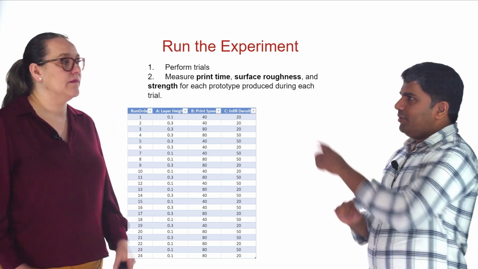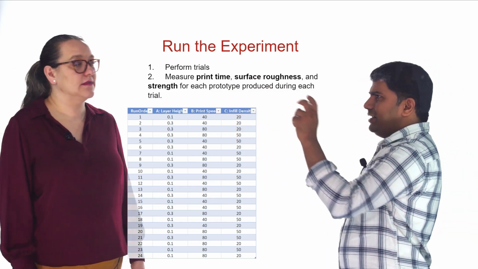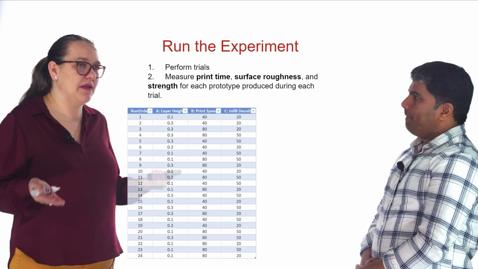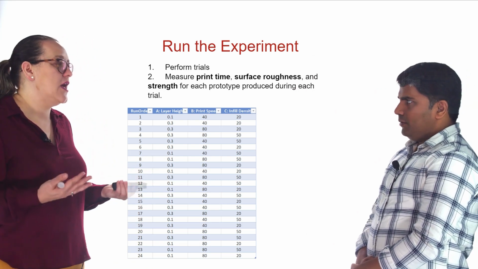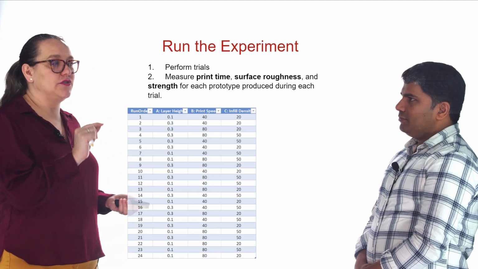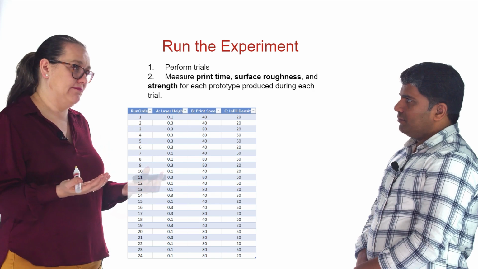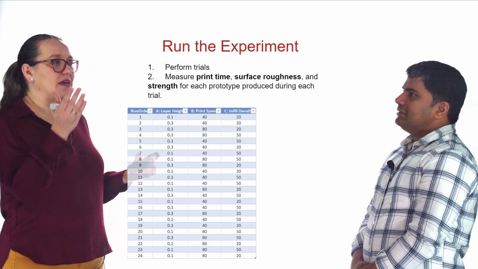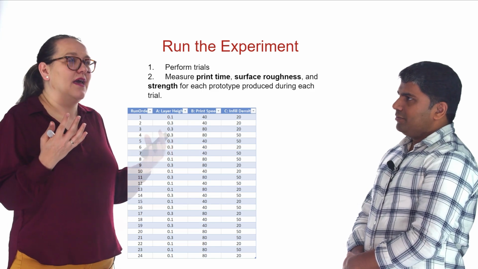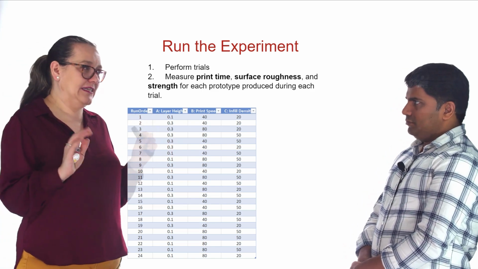But you remember we have three responses now: print time, surface roughness, and strength. Is there any randomness in those? It will depend on your experiment. For some experiments, it really doesn't matter which one you measure first. But in this case, when you do the testing for the strength, you will have an impact test, and your prototype will be destroyed. So I would recommend measuring first the surface roughness and the time. The time really doesn't matter, because when you finish, you record the time it took.